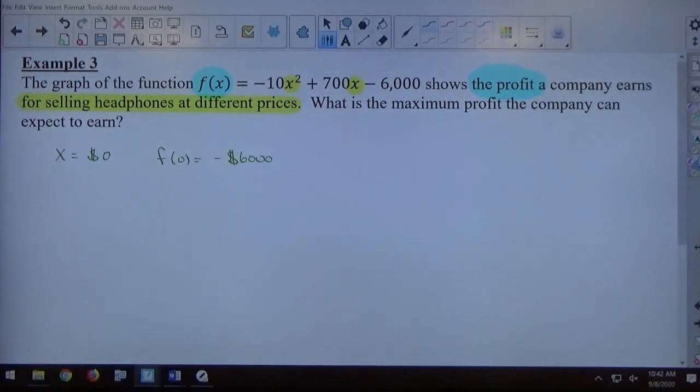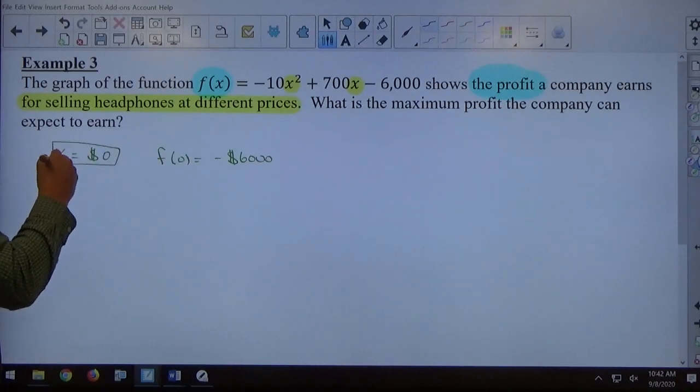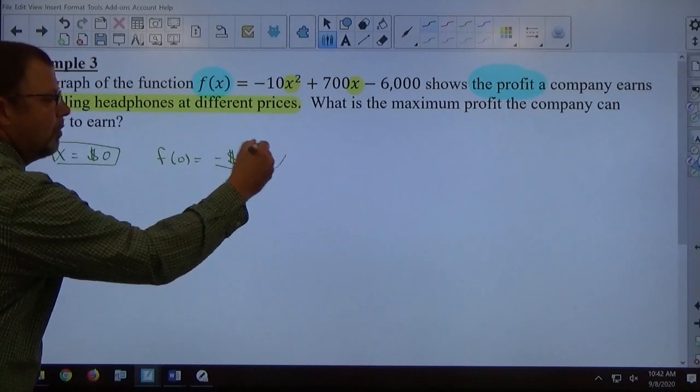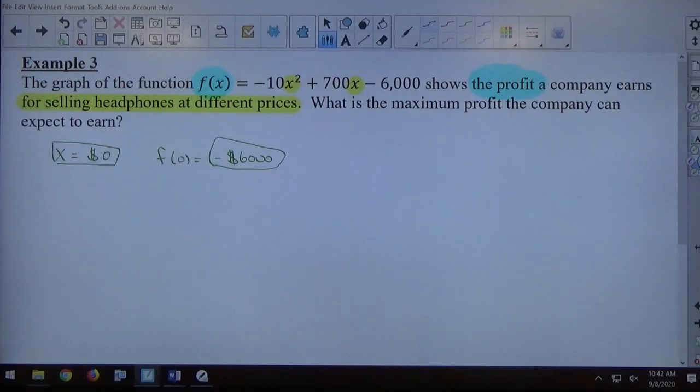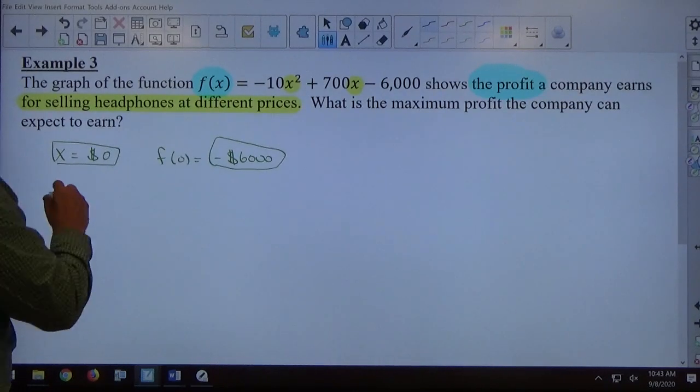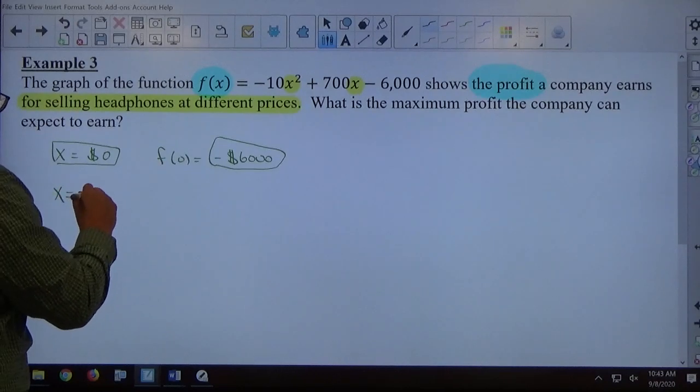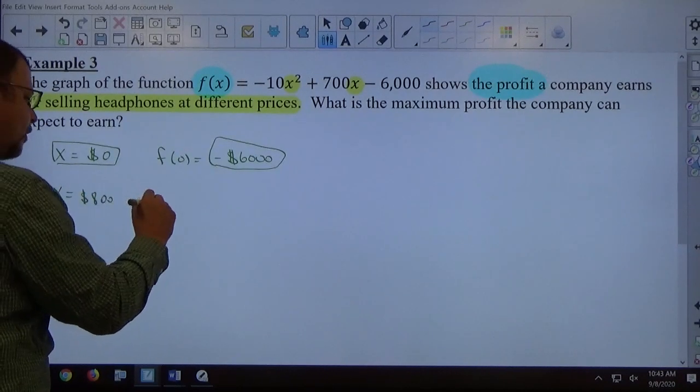That's kind of how this function works. We decide what the price is that we're going to be selling the headphones for. The function tells us how much money the company is going to earn with that price. How about if the company sells the headphones for like $800? They should make a lot of money, right? x equals $800. So we do f of 800.